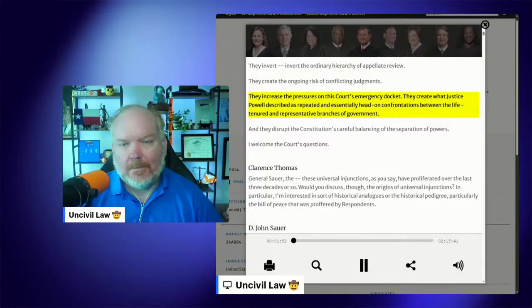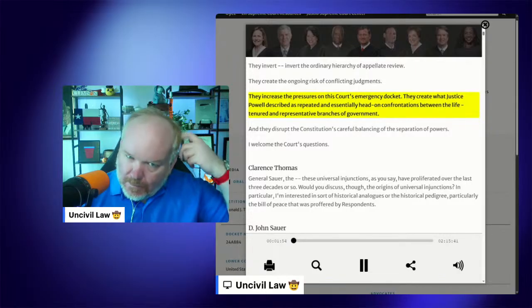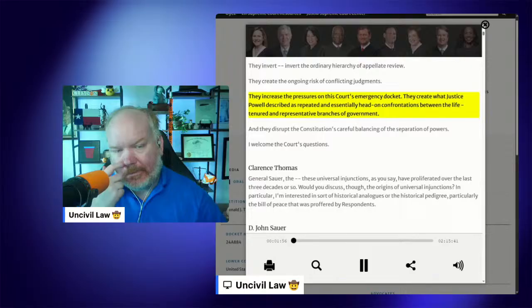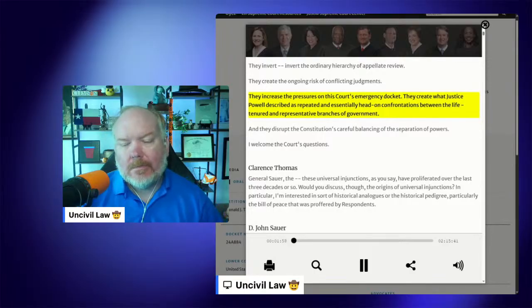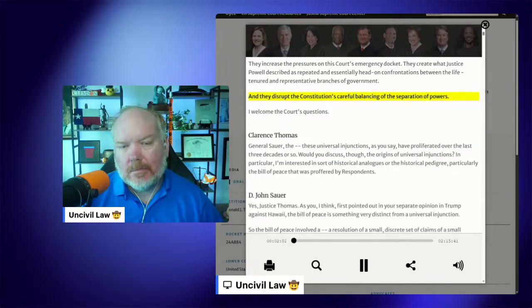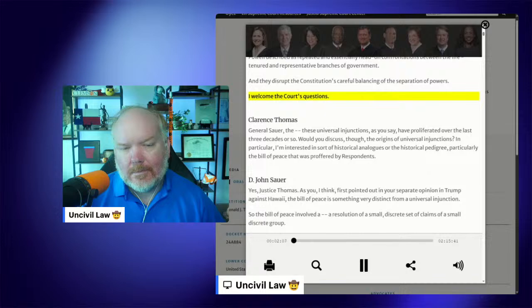They create what Justice Powell described as repeated and essentially head-on confrontations between the life-tenured and representative branches of government. And they disrupt the Constitution's careful balancing of the separation of powers. I welcome the Court's questions.